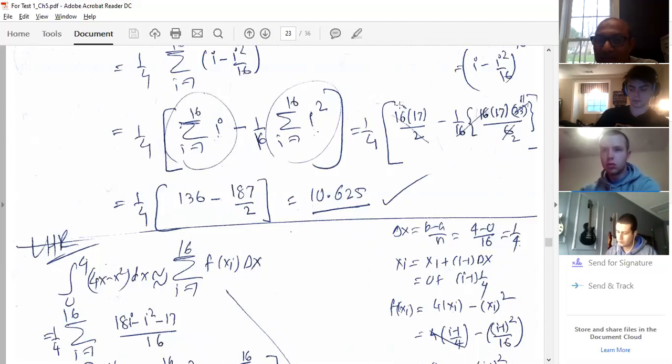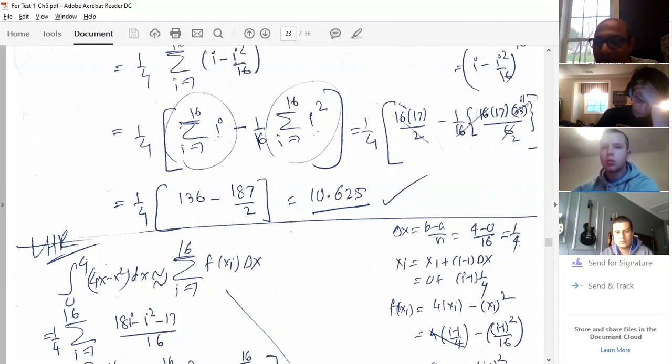Here it is 8, right? Outside it is 1 by 4, so 17 8s are 136, this is 8. And this 16 and 16 get cancelled out. That means you are getting 17 multiplied by, here it is 2 3s are 6 and 11 3s are 33. So it is 17 multiplied by 11 divided by 2. So you are getting 187 by 2. If you use your calculator, you're going to get 10.625.